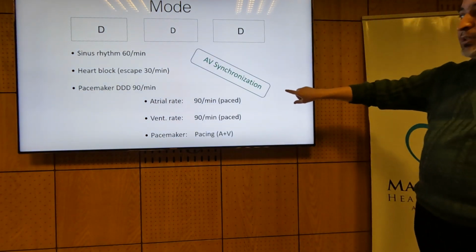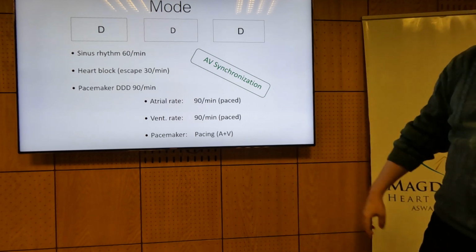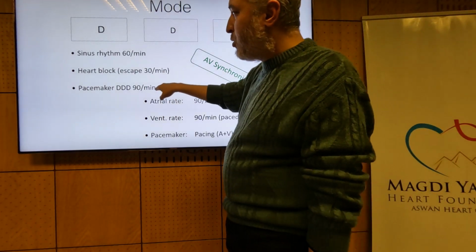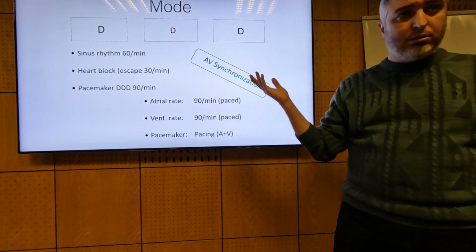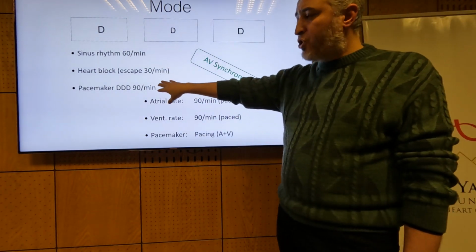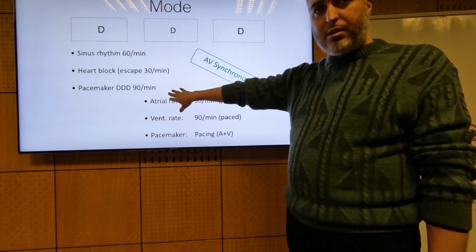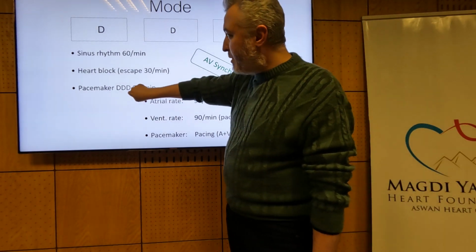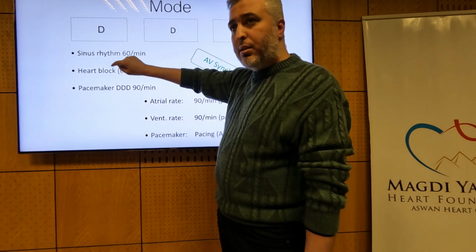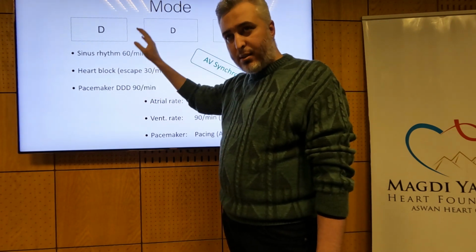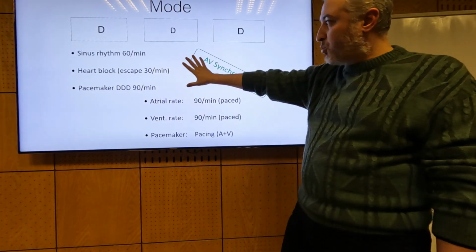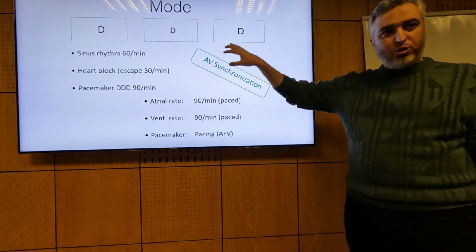So you still have the AV synchronization, okay? But on the other hand, that's exactly what you have got in the DDI. So if that patient had DDI pacing, atrial pacing will be faster than the sinus. Ventricular pacing will be faster than heart block. So you still pace 90 atrium, 90 ventricle. So this mode in that scenario is very, very similar to the DDI.